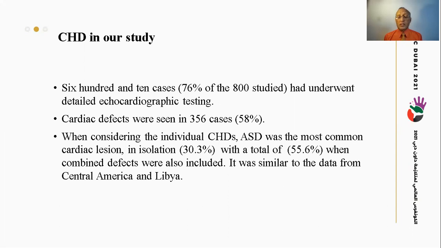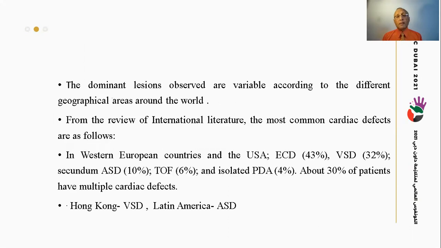When considering the individual CHDs, ASD was the most common cardiac disease in isolation, 30.3%. That means if you take ASD alone, it was 30.3%, whereas if you consider ASD with combination defects, it was 55.6%. It was similar to the data from Central America and Libya, but different from what we had in India and other places. Here again, ASD was not the commonest cardiac defect reported in world literature. The dominant lesions observed are variable according to the different geographical areas around the world. We don't know what the reason is, even though they are all children with Down syndrome.